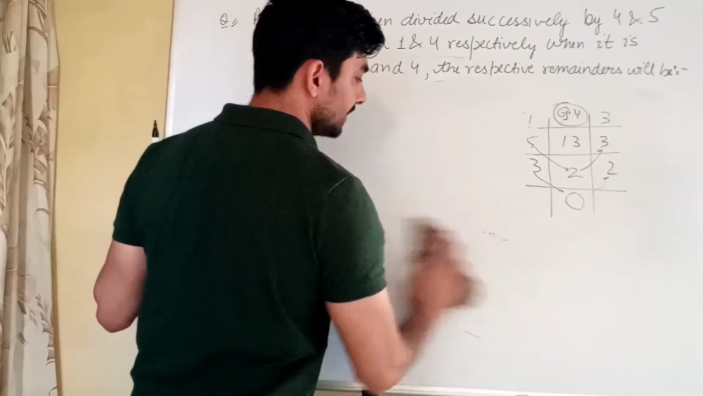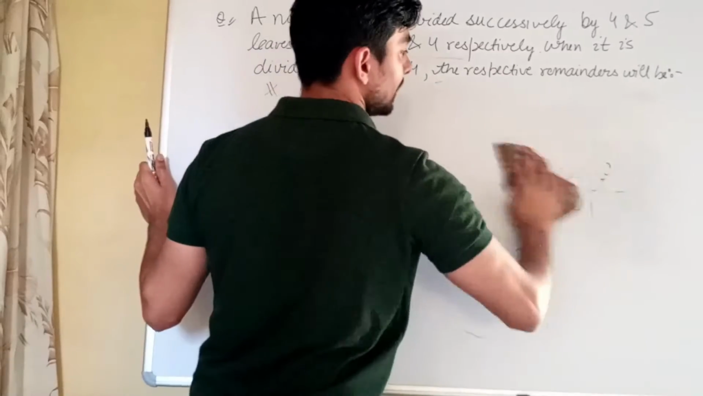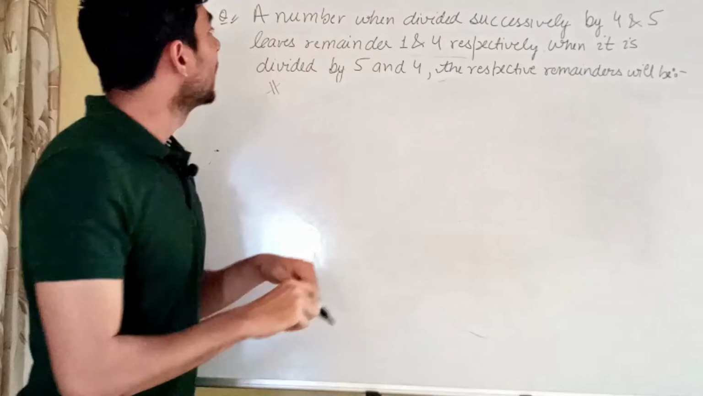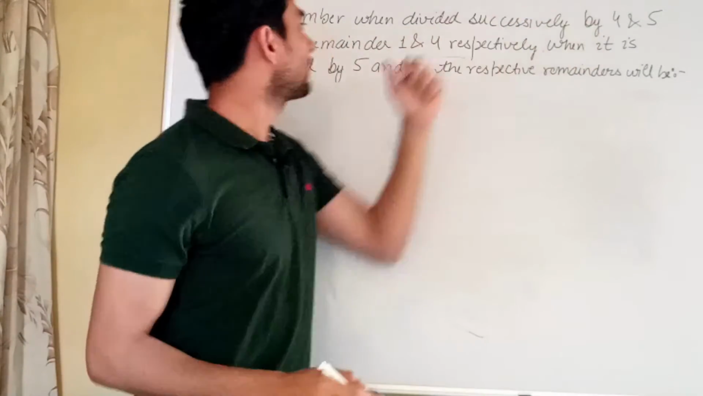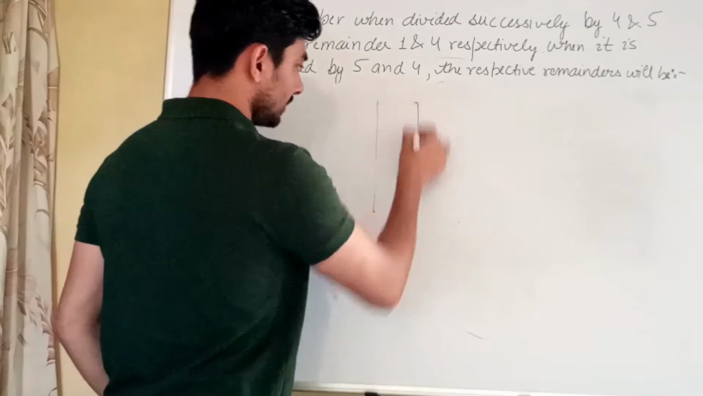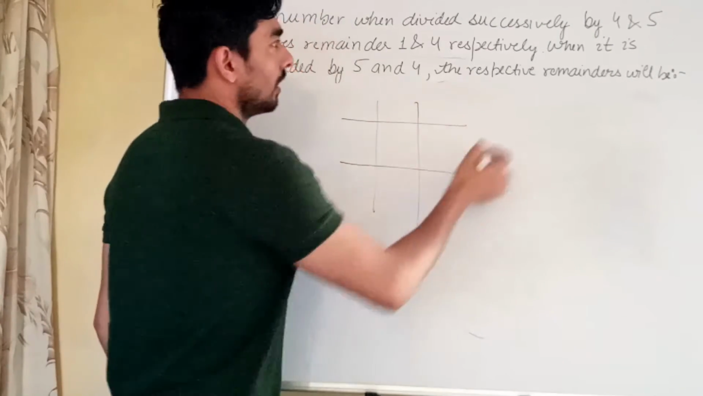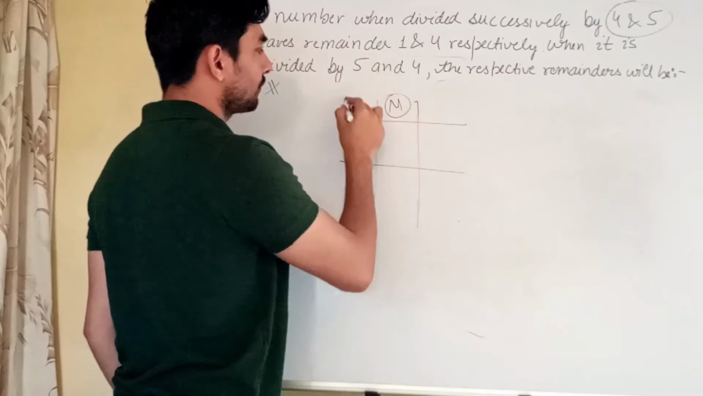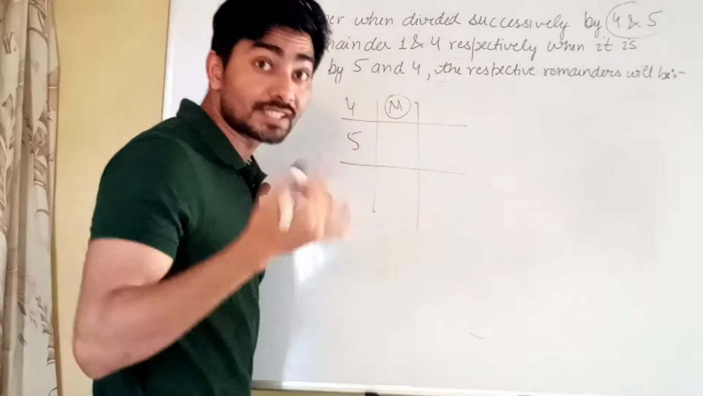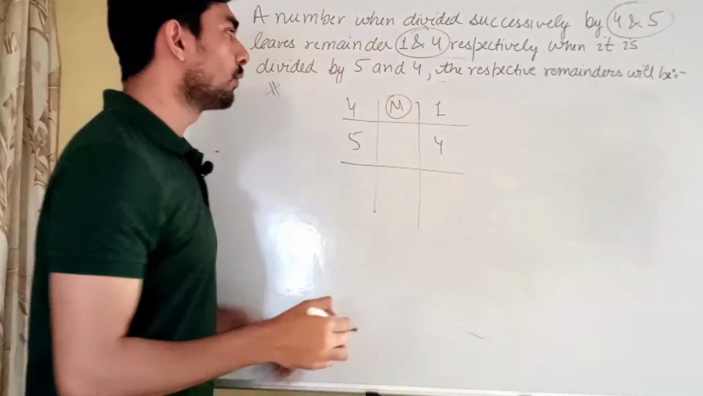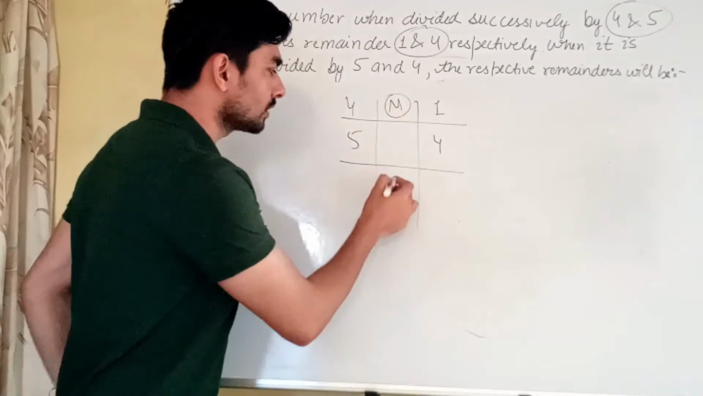What is our question asking us? Let's see. A number when divided successively by 4 and 5 leaves remainders 1 and 4 respectively. So we are dividing a number by 4 and 5 successively, and our successive remainders are 1 and 4. We don't know the number, so I have taken the final quotient as 0.